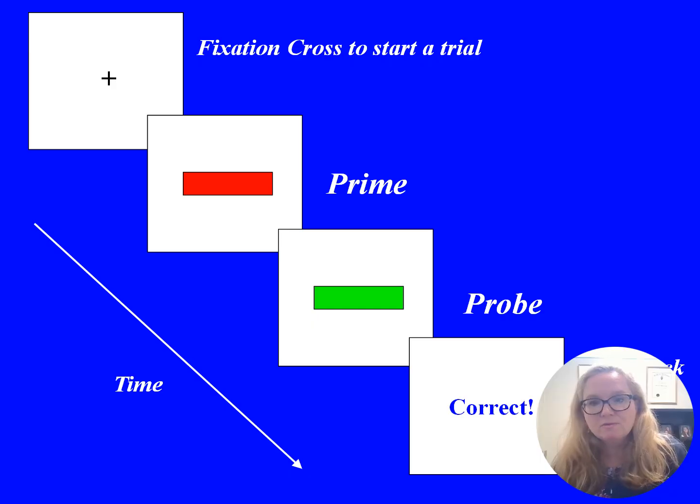So if red and yellow are in one category and blue and green are another category, then the first item would be a right hand press. The second item would be a left hand press. And then maybe you'd give them some feedback and tell them that they're correct or not correct in doing the response.